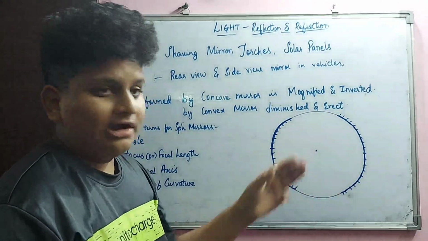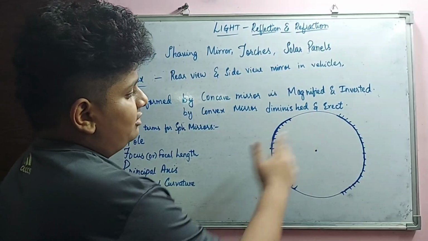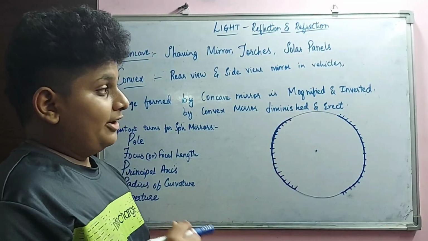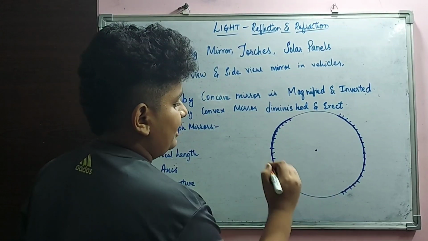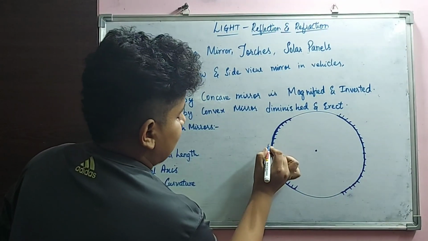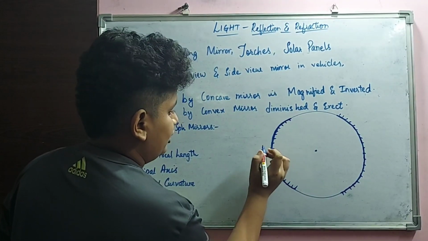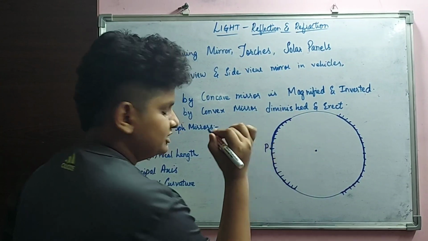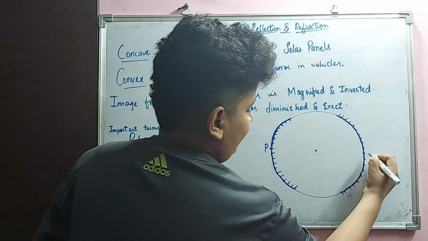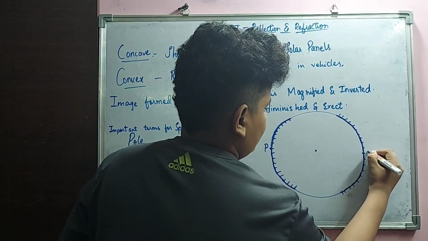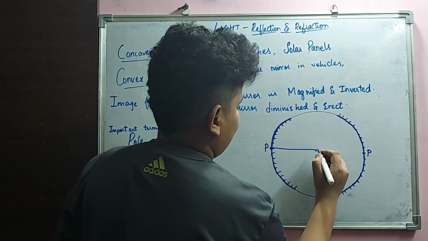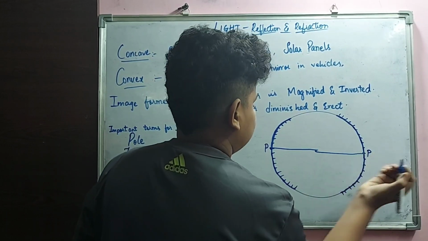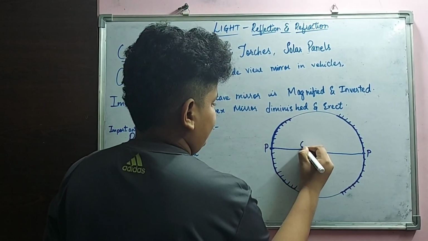This side is known as the convex mirror, as it is curved outside and the points are pointed outward. For both the concave mirror and the convex mirror, the point where reflection of light starts is known as the pole. Here, this is the pole. And for the convex mirror, this is the pole. Then, for the concave and convex mirror, this is the curvature.